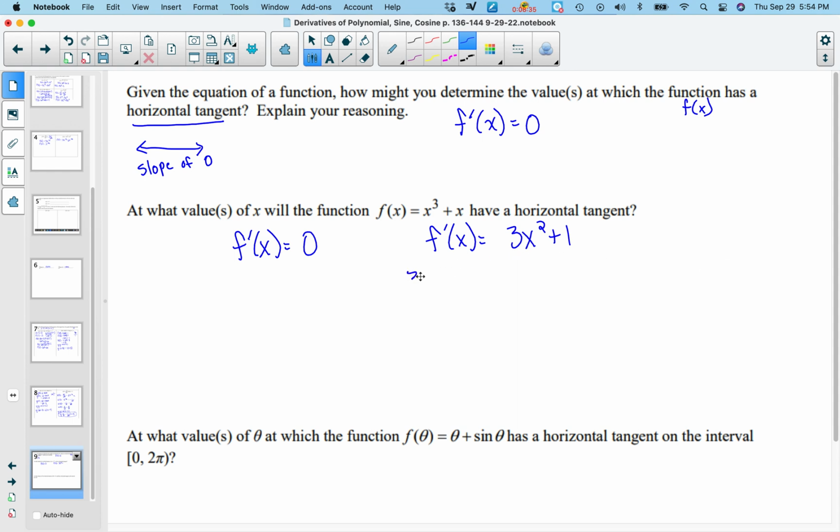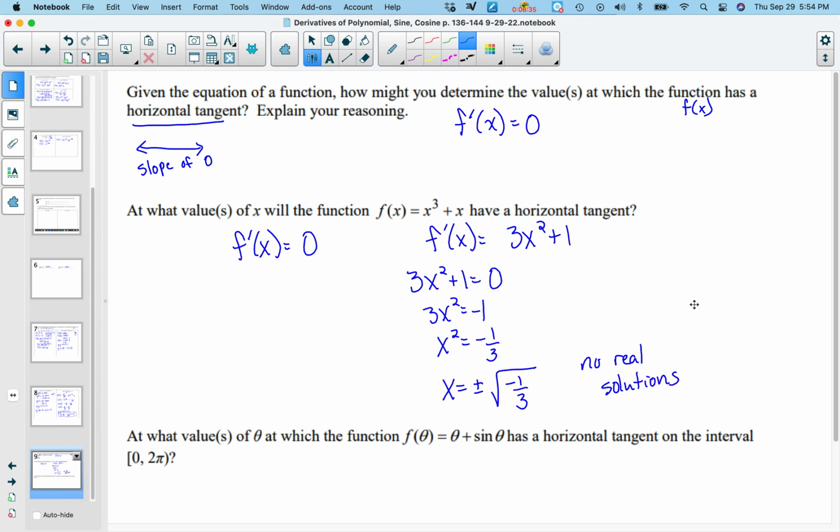Now if I set that equal to 0 and solve this, I get 3x squared equals negative 1. X squared equals negative 1/3. So x equals plus or minus the square root of negative 1/3. Well, there are no real solutions. So my answer in this case is there are no horizontal tangents for this particular function. There aren't any values where there's a horizontal tangent since I couldn't get an answer there.